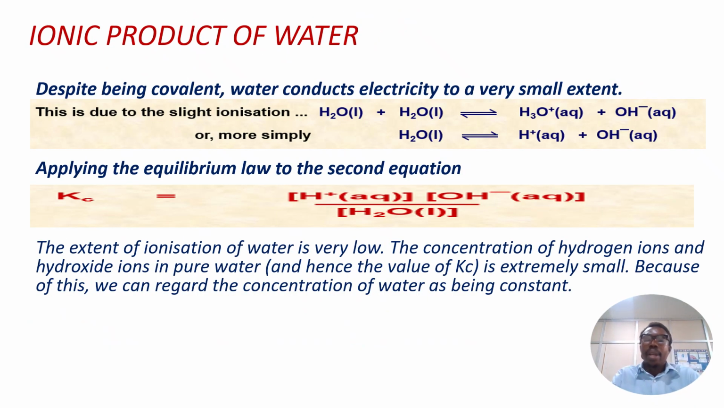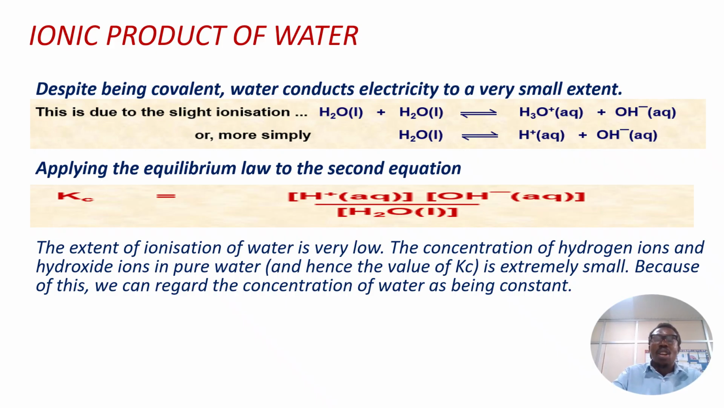So still on ionic equilibrium, we want to look at the ionic product of water. From our previous lecture, we understand that water is an amphoteric substance. It is capable of acting as an acid and also as a base. It can react with an acid to act as a base and also react with a base to act as an acid.